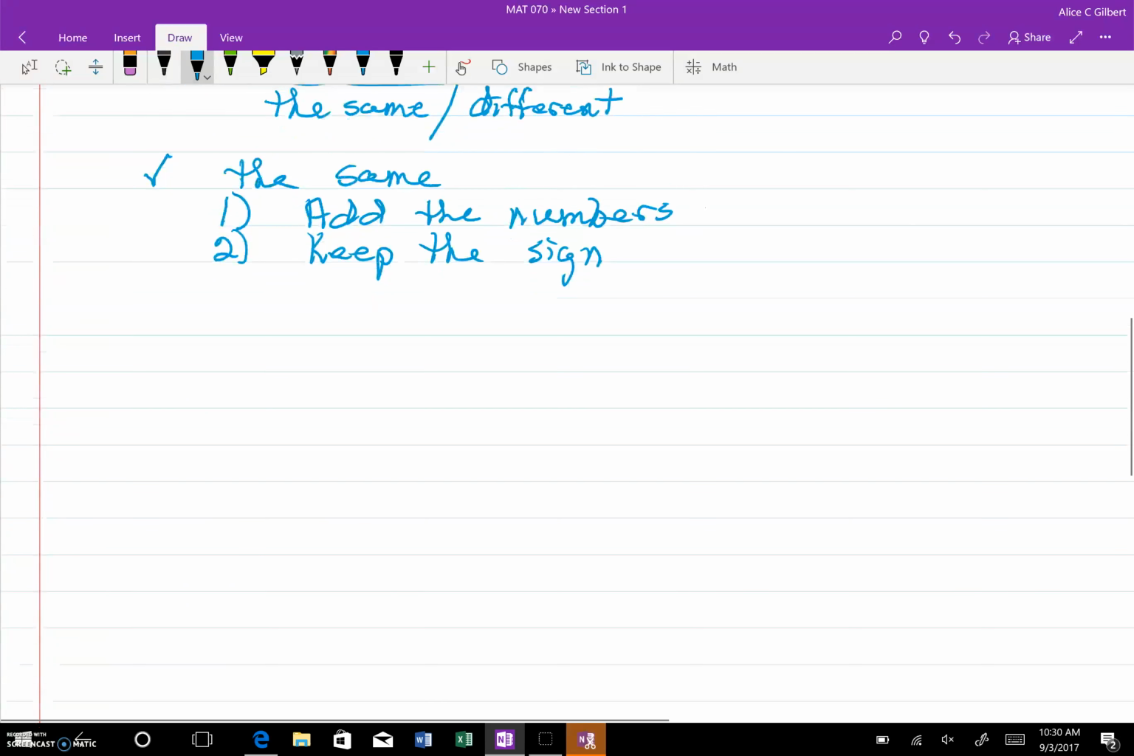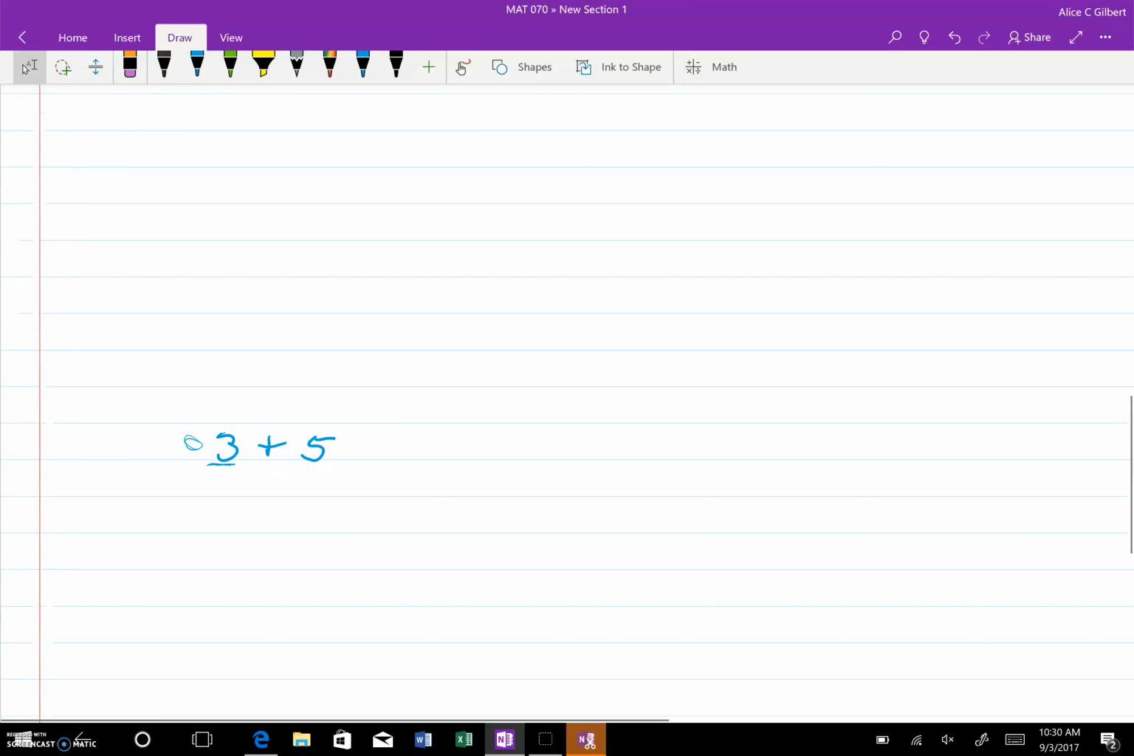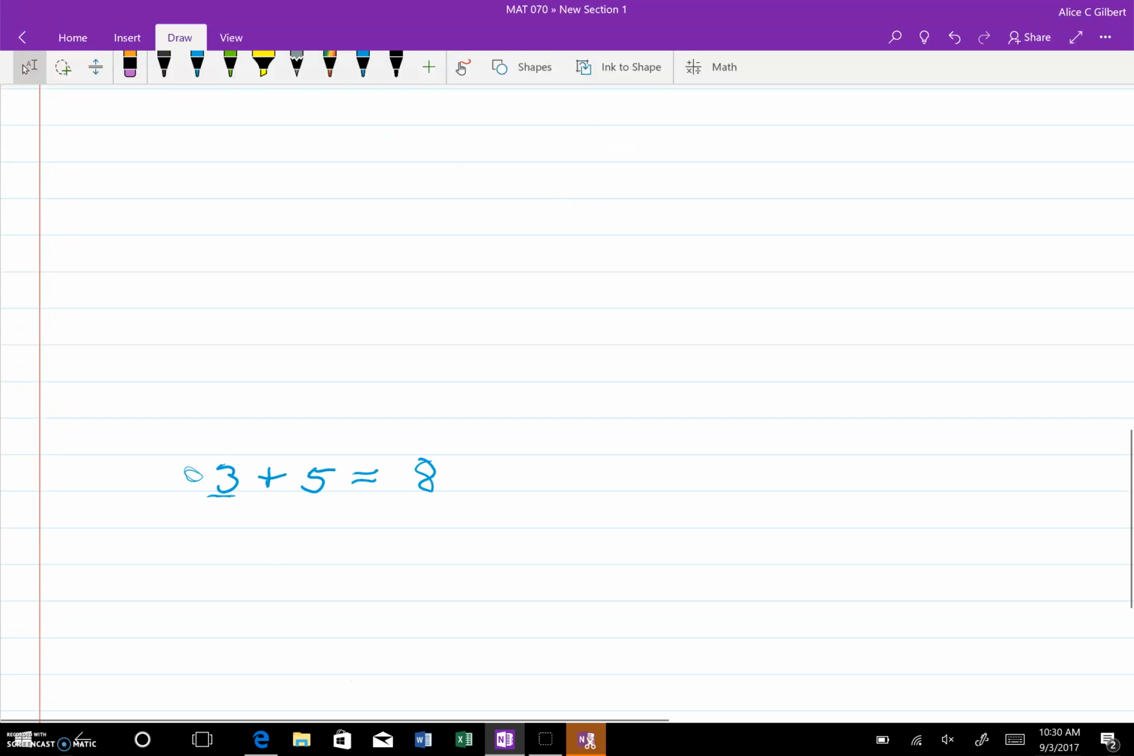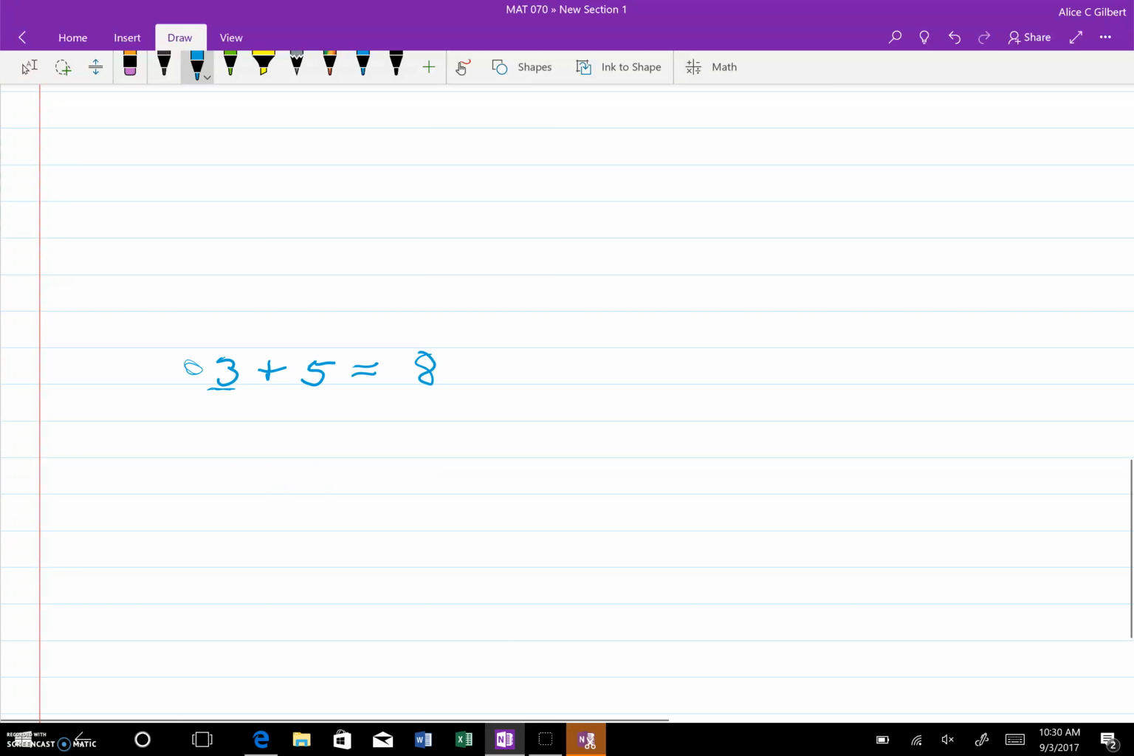So I follow the rules. The first rule is add the numbers. So I'm going to add the numbers. And then it says keep the sign. Well, in this case, the sign is positive and we don't write positives. So there's our answer. Let's look at it this way. Okay, whoops. I want to make that a 5.